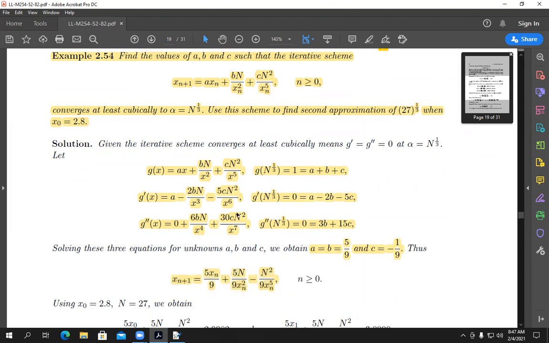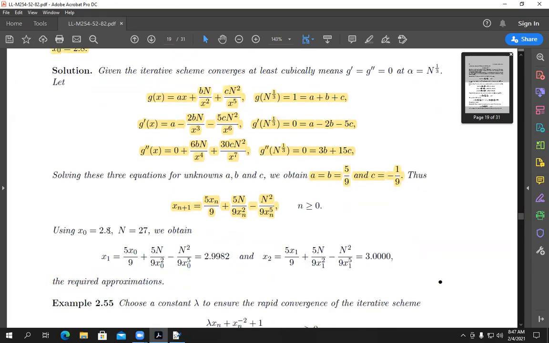Then what is the second part? It says use this scheme to find the second approximation of 27 to the power 1 by 3. What is your n? 27. X naught is given. So you use X naught and 27 in this formula. Inshallah, you will get your X1 is this, and your X2 is this.